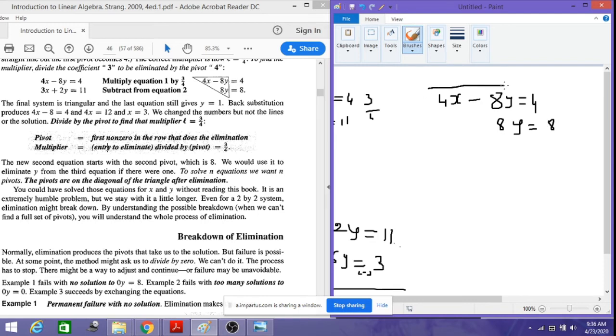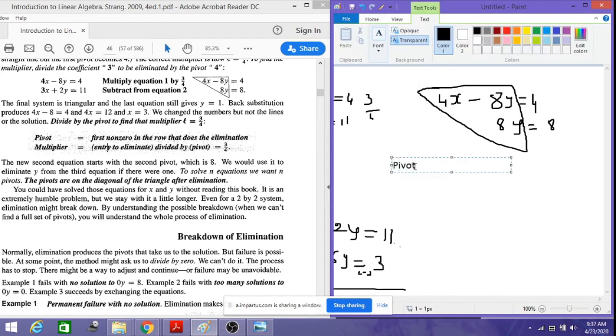So now if you look, this is again in a triangular form. So what is my pivot in this case? Pivot is the first non-zero in the row that does the elimination. That is the definition of pivot. So let me write the definition of pivot here. Pivot is actually the first non-zero in the row that does the elimination. So that we call it a pivot.